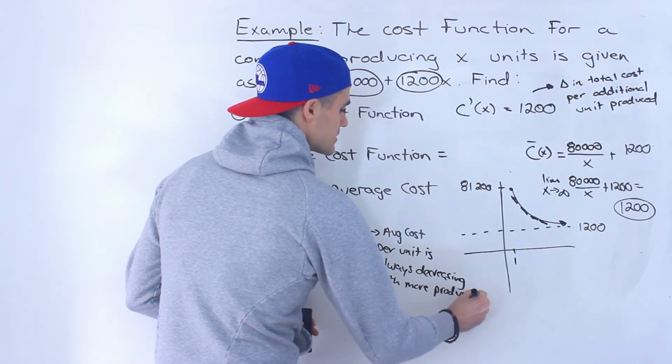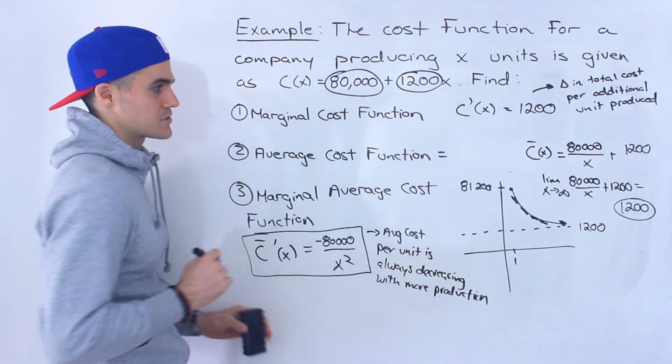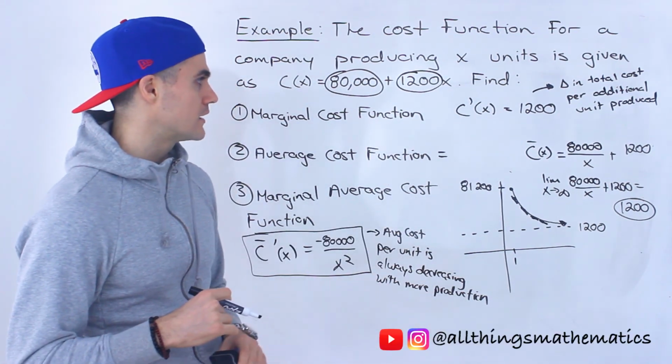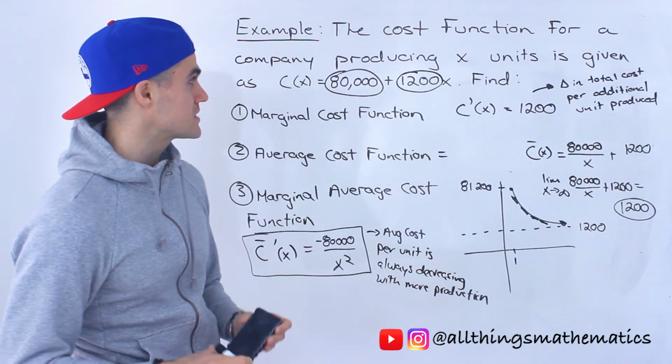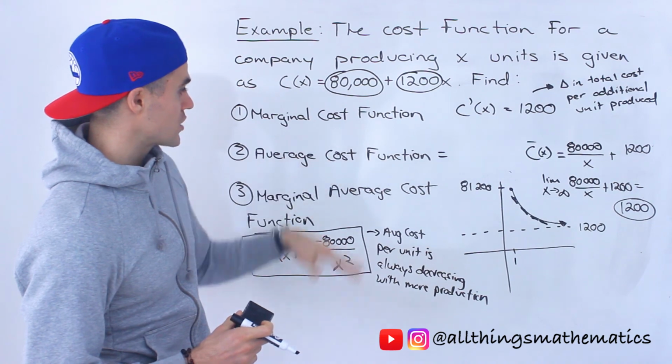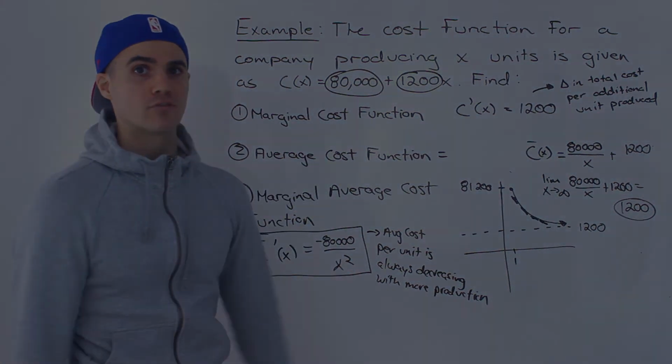All right, just in case they maybe ask you to interpret the results of all this stuff, I wanted to dig in a little bit more deeply in what all this means. But if you're given a cost function, that's how you find the marginal cost function, the average cost function, and then the marginal average cost function.